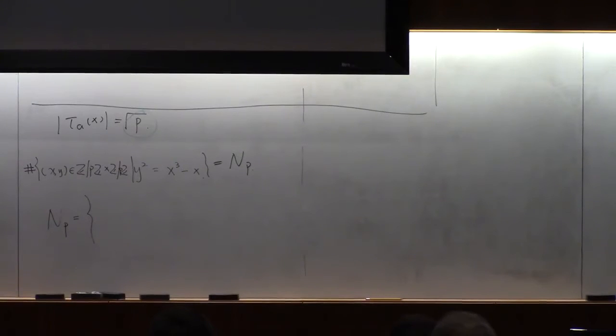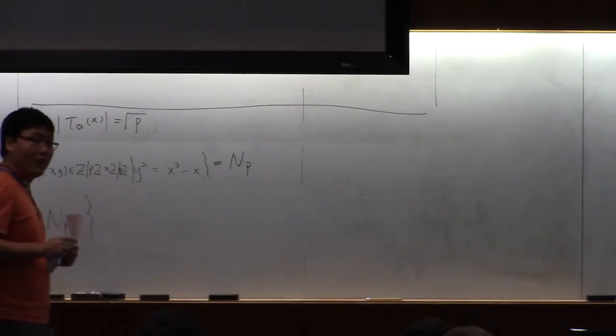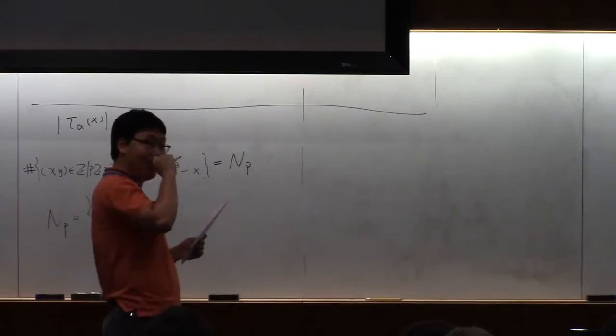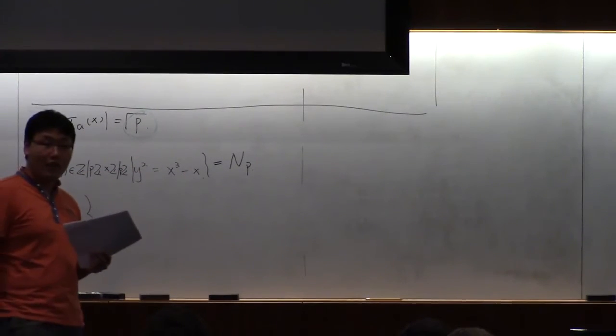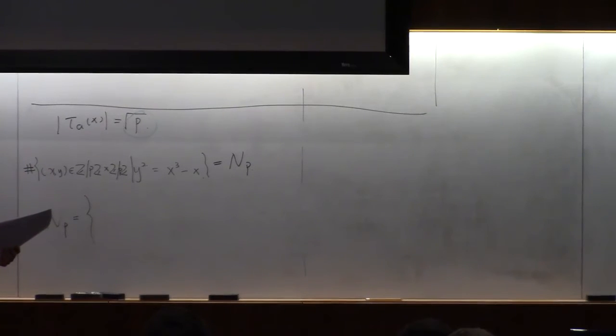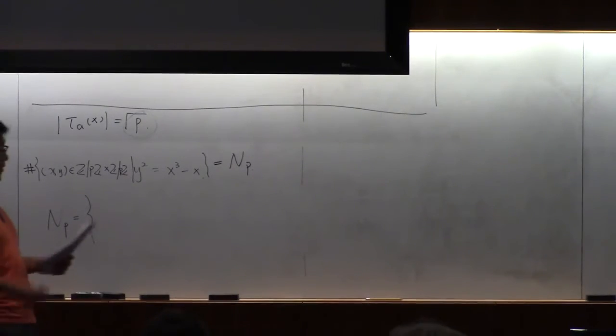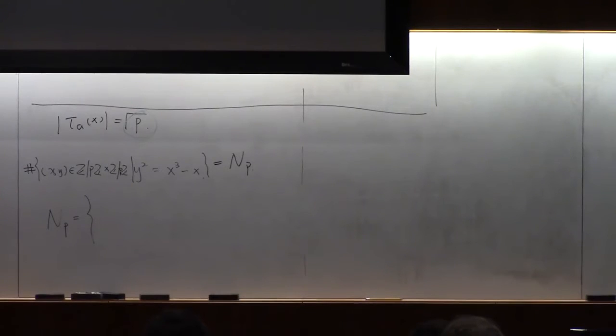Does anyone know the answer? What then? 1 plus p minus ap, but what is ap? There's no p in this equation. Is it the sum over things in F_p of 1 plus the Legendre symbol of x? Yes, that's what I'm going to talk about. But you cannot compute the Legendre symbol, right?